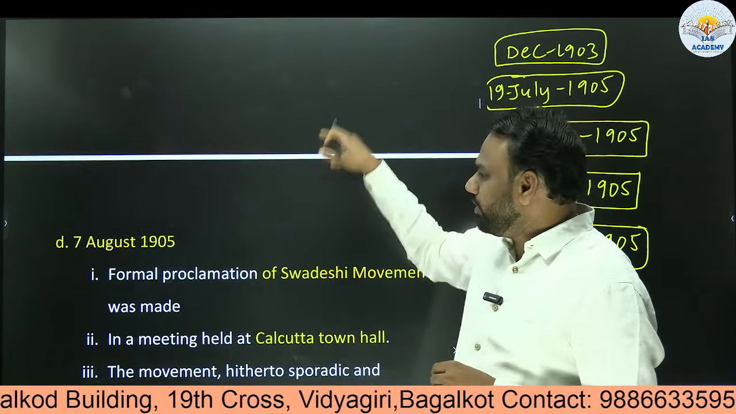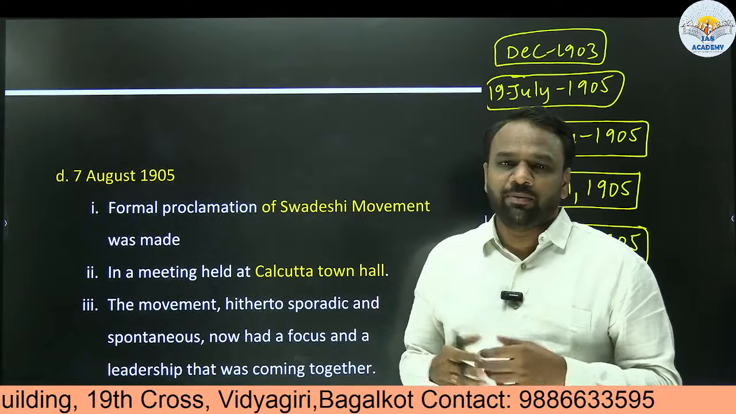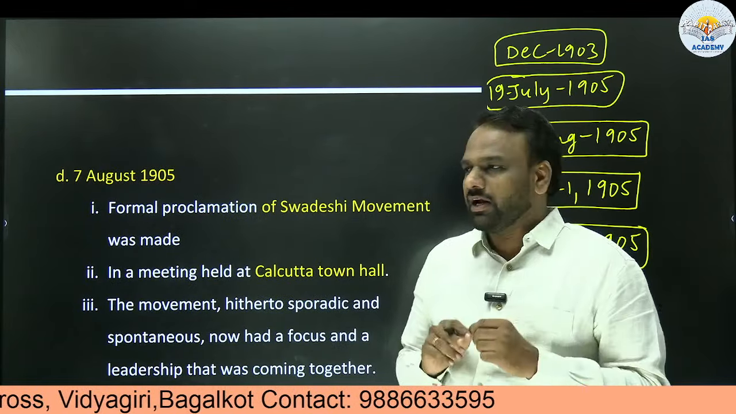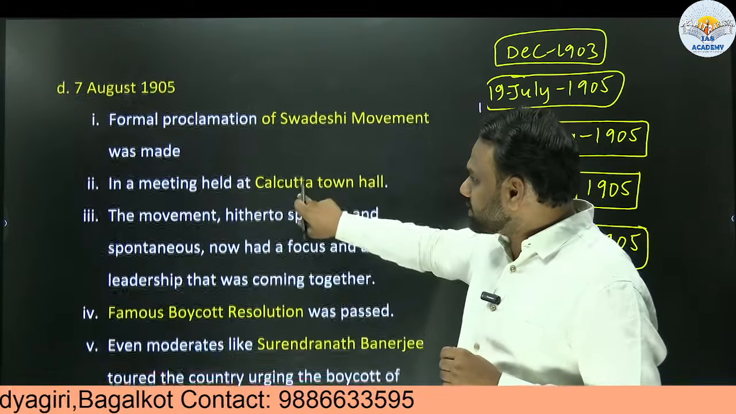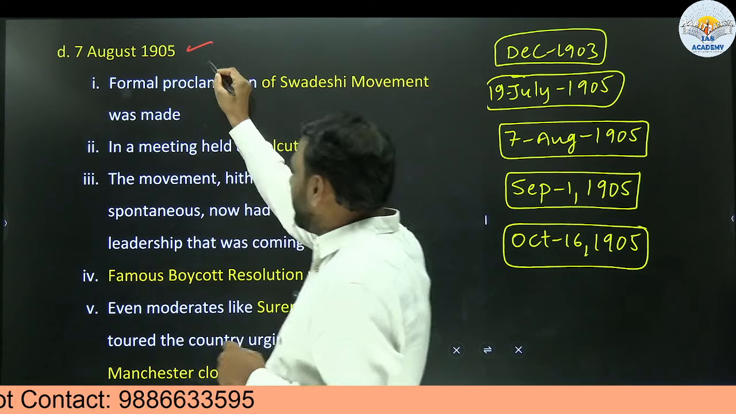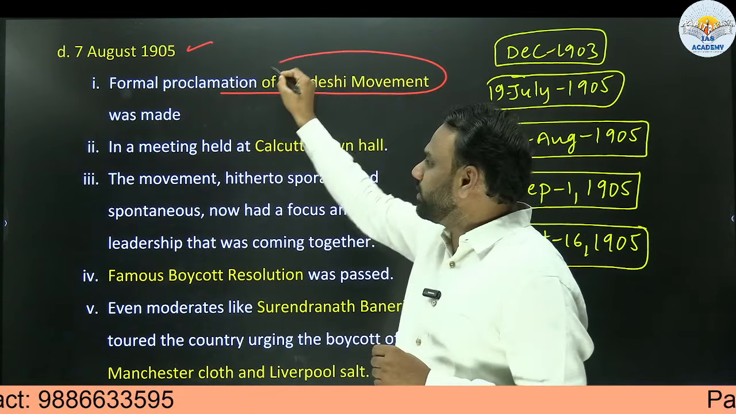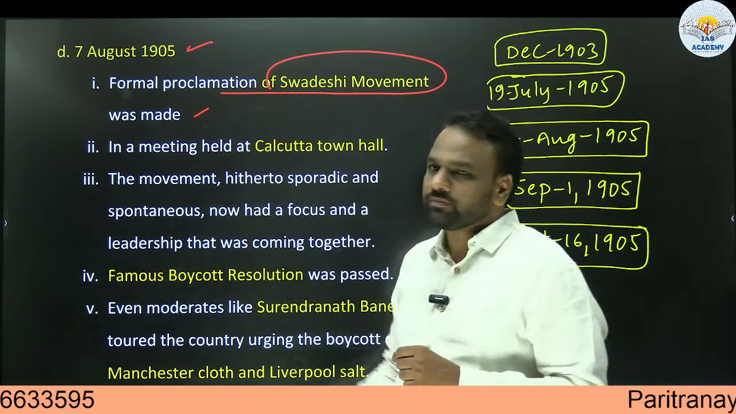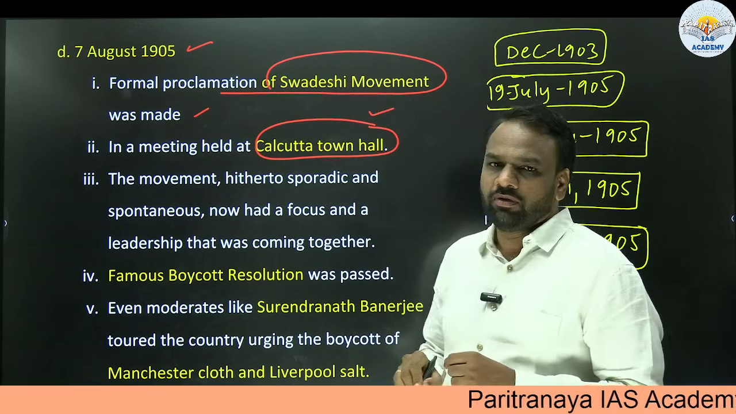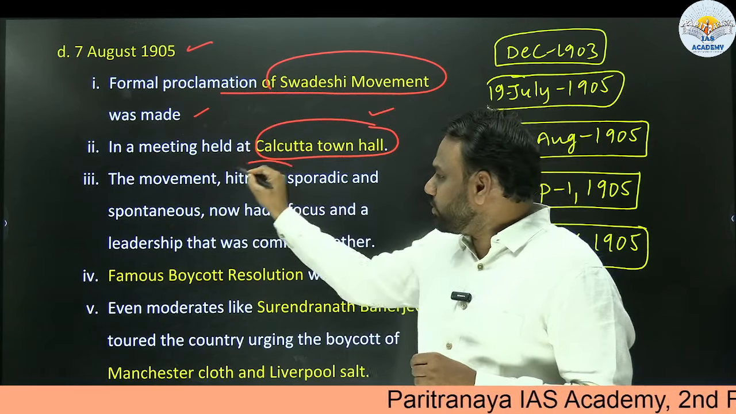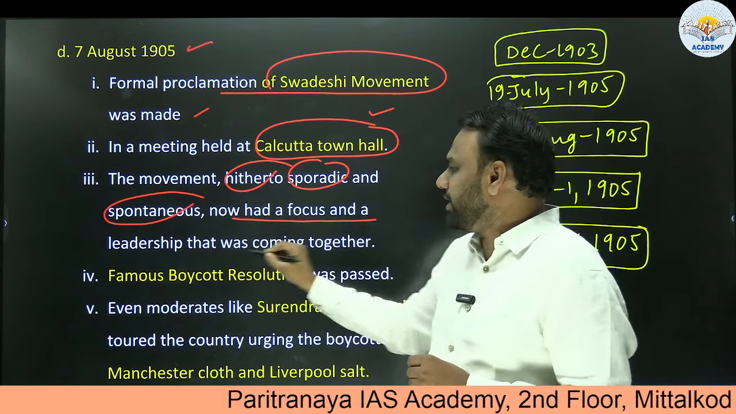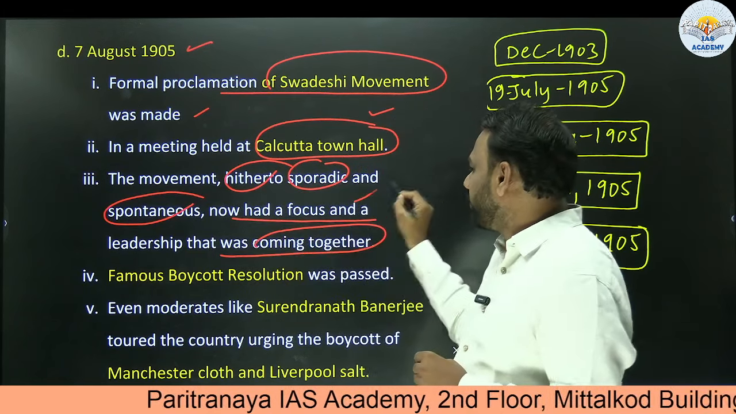So now here starts the Swadeshi movement. Swadeshi itself means whatever has been produced in India, within the country. On 7th August 1905, the formal proclamation of the Swadeshi movement was made. Where was it made? In a meeting held at Calcutta Town Hall. The movement, hitherto sporadic and spontaneous, now had a focus and a leadership that was coming together. A very important point to note.